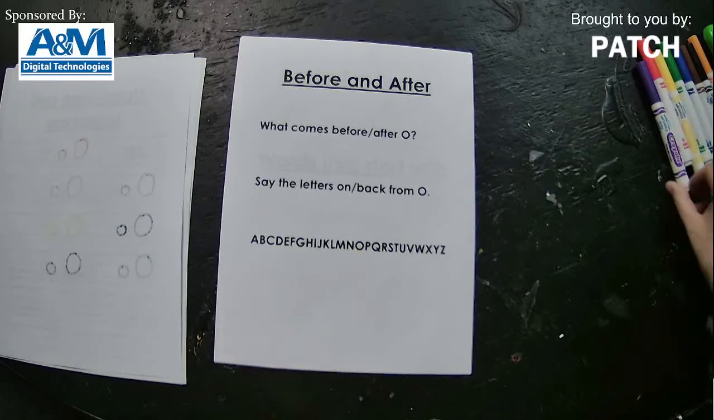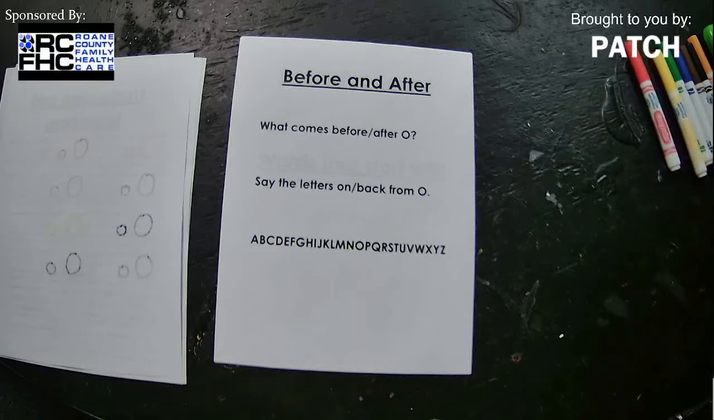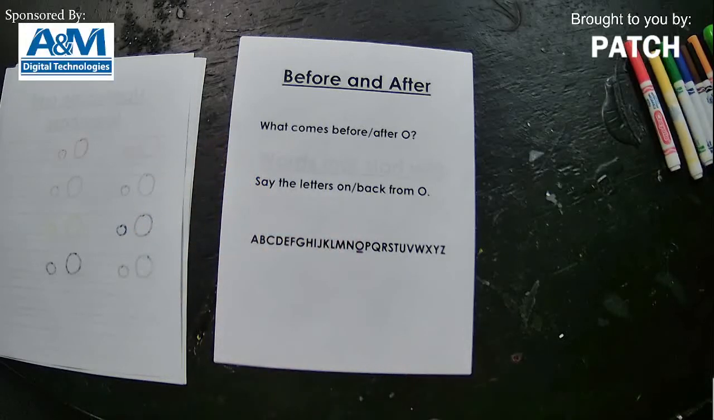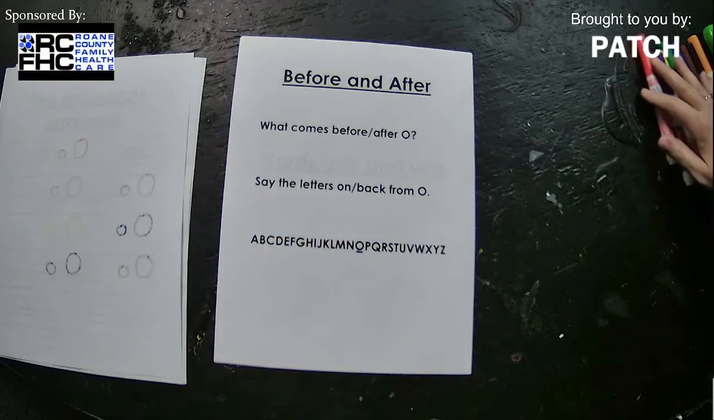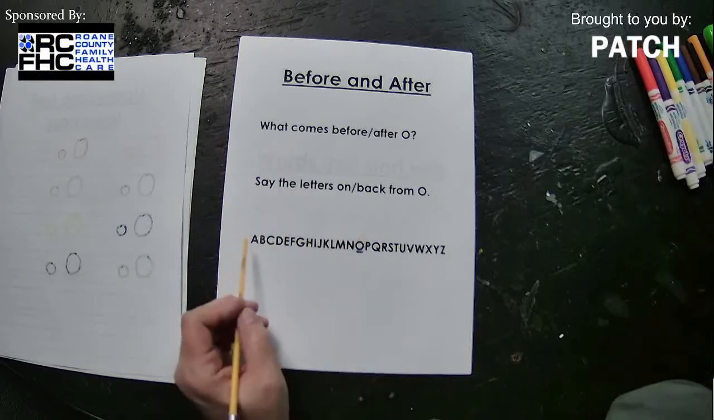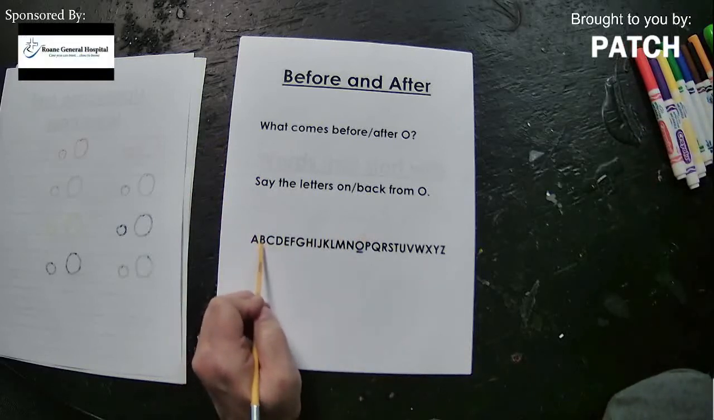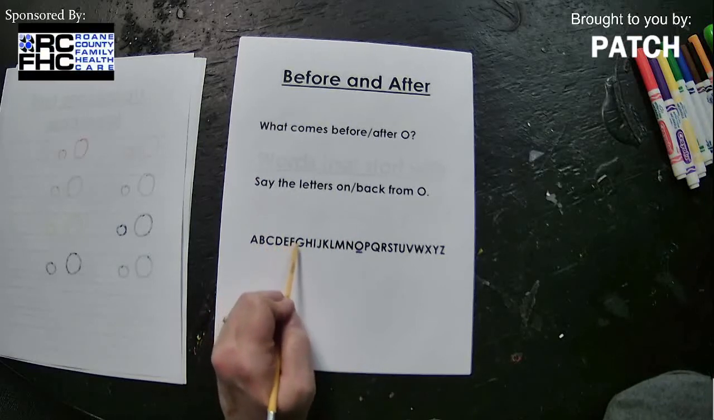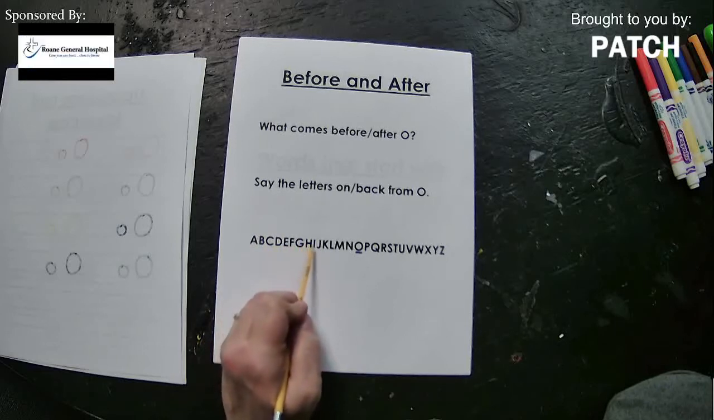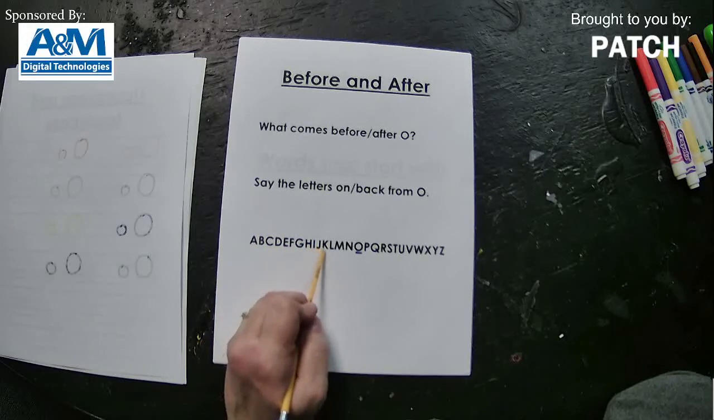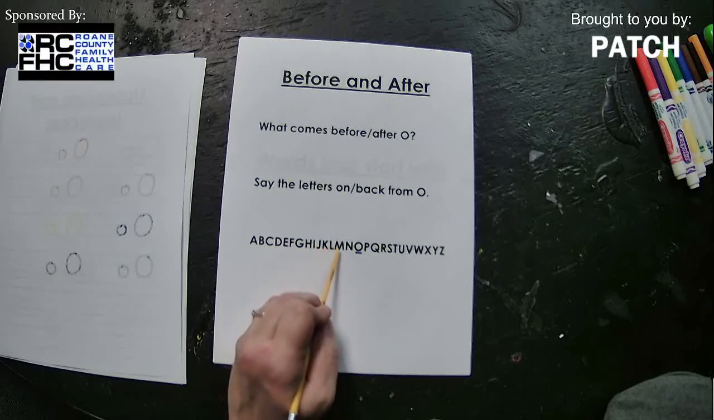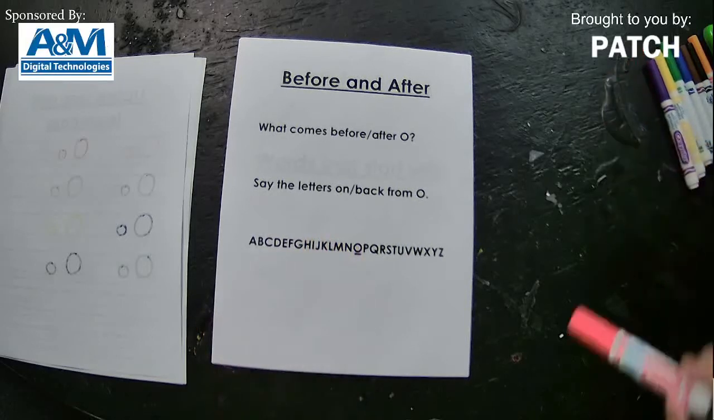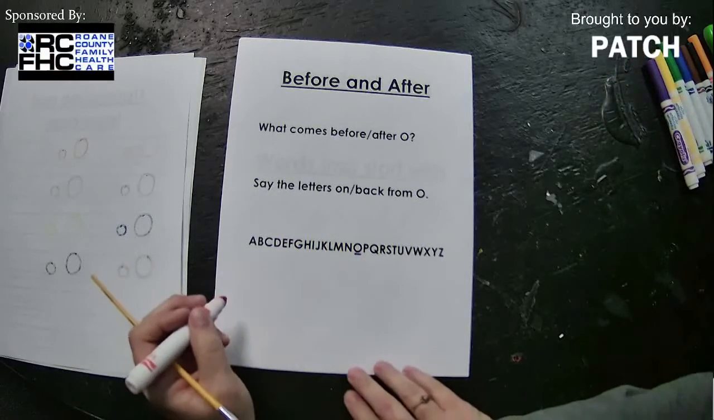That's the letter O. So let's use our purple marker here and we'll put a line under the O. Right there. Okay, now let's count. Let's find out what number it is in the alphabet line. Ready? 1, 2, 3, 4, 5, 6, 7, 8, 9, 10, 11, 12, 13, 14, 15. Okay, the letter O is the 15th number in the alphabet.